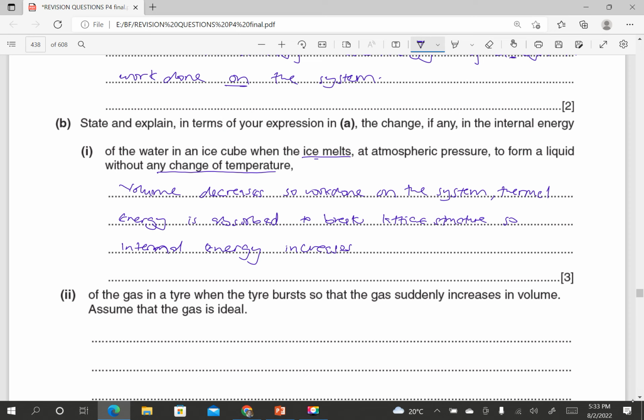So what is very important is that thermal energy is absorbed to break the lattice structure or to break the bonds, so that internal energy increases. Of course, the kinetic energy of molecules does not increase, does not change, but the potential energy component slightly increases.